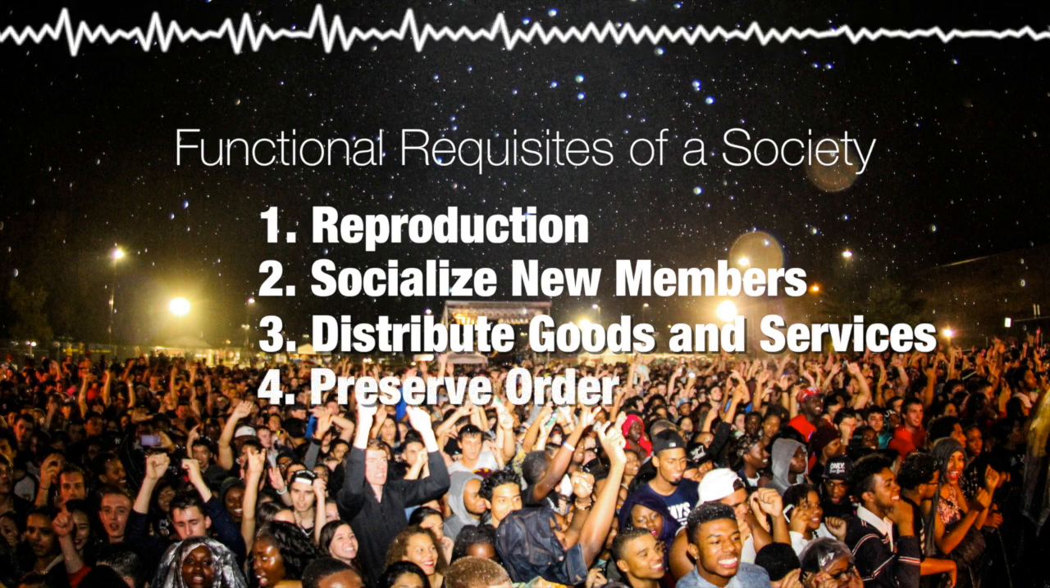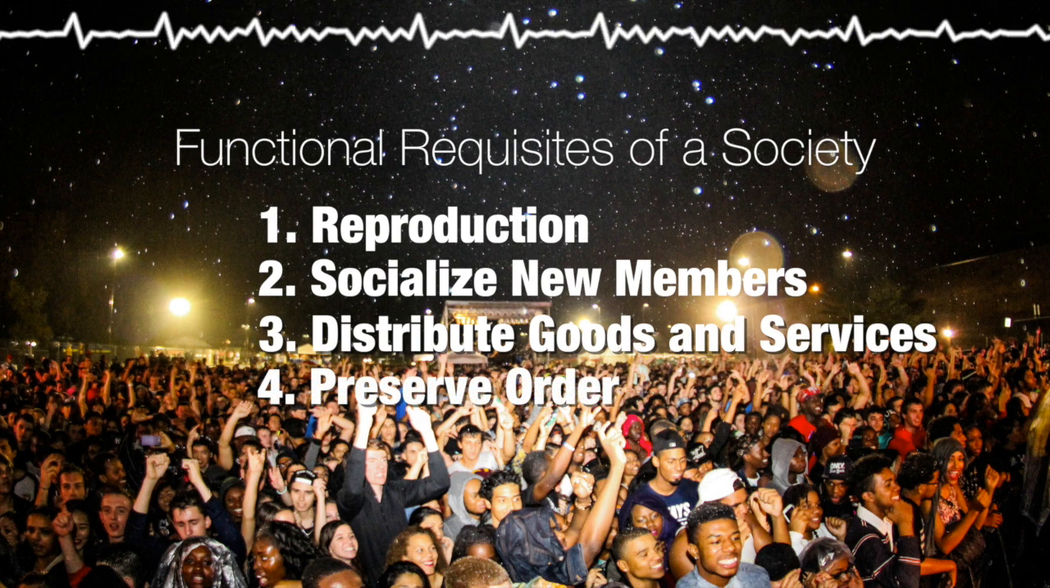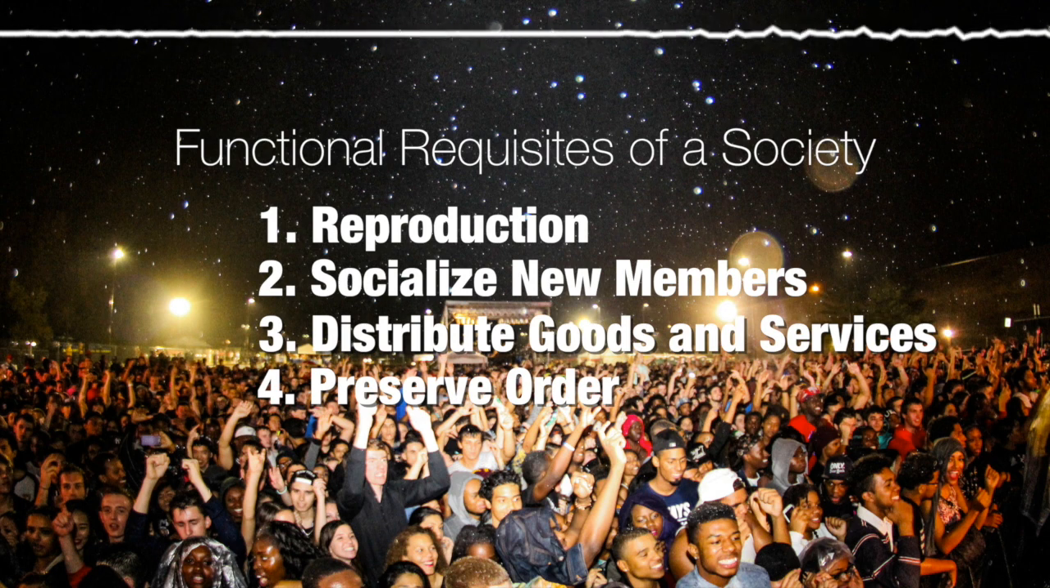The fourth of the 5 functional requisites is preserving order. A society must preserve order amongst its members, otherwise society will not exist. So if there's no sense of order in a society, then the society will not exist. It will be purely chaos, and there will be no real social structure.